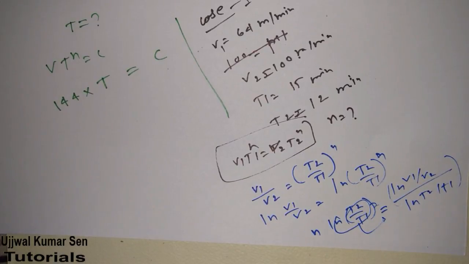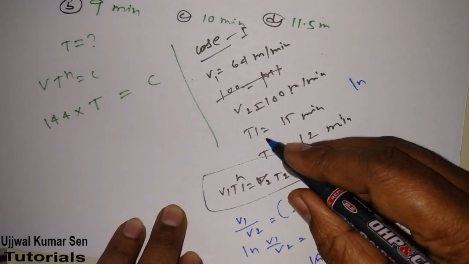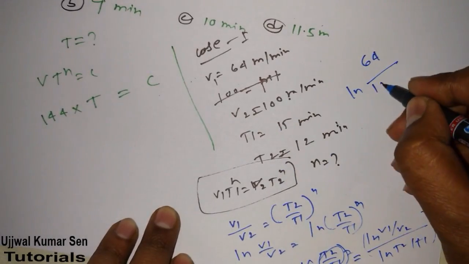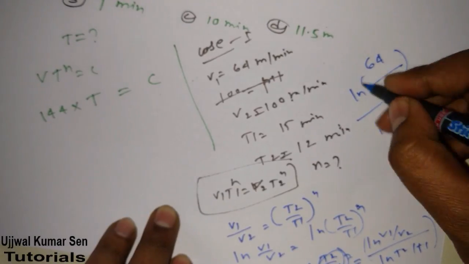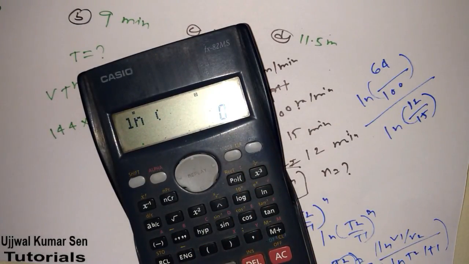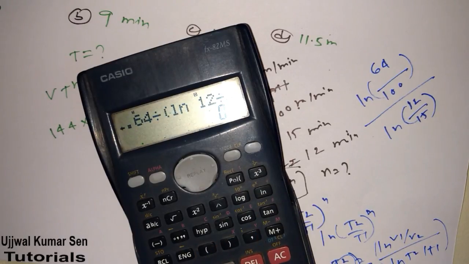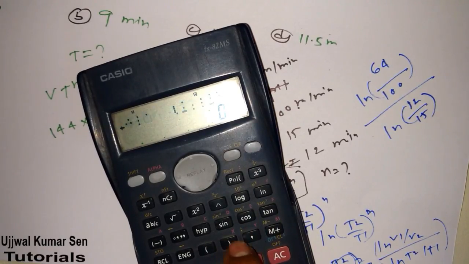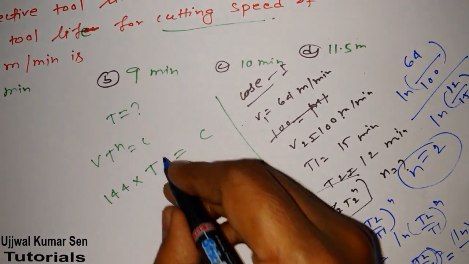Not ln, sorry, it's the natural log, right? So what we got is the natural log of v1 by v2, where v1 is 64 and v2 is 100, divided by the natural log of t2 by t1, where t2 is 12 and t1 is 15. So we just have to use the calculator. Natural log of 64 by 100, so it's 0.64, right? Divided by natural log of 12 divided by 15. So n is equal to 2 here. We got n is equal to 2.